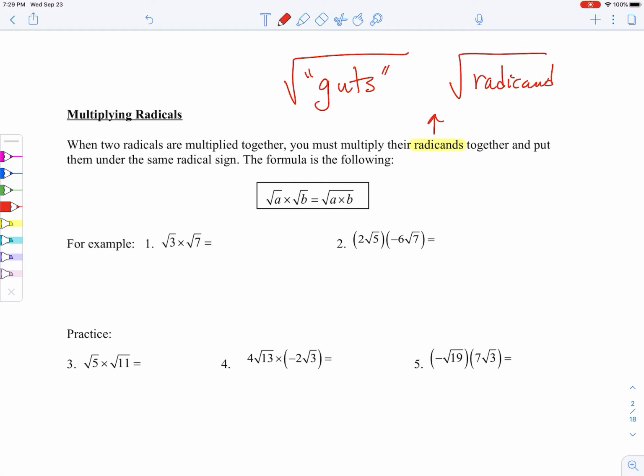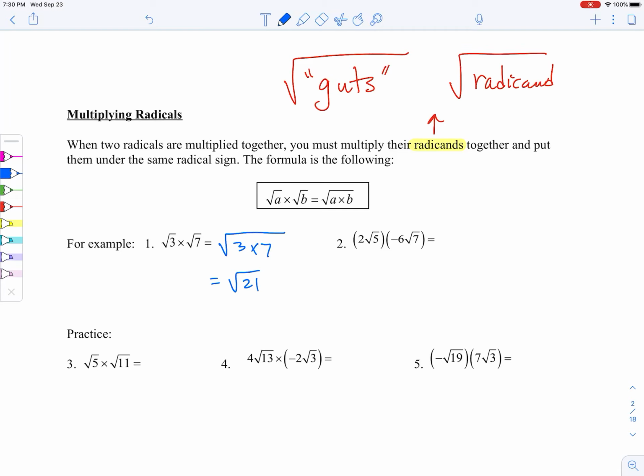Okay, so if we've got two radicals multiplied together, we multiply their radicands, or their guts, and put them under the same radical sign. So for example 1, root 3 times root 7 would be root 3 times 7, which would just be root 21.